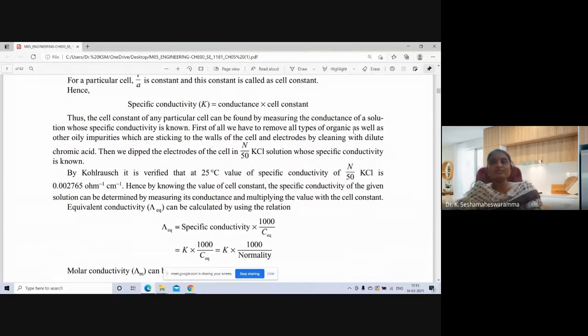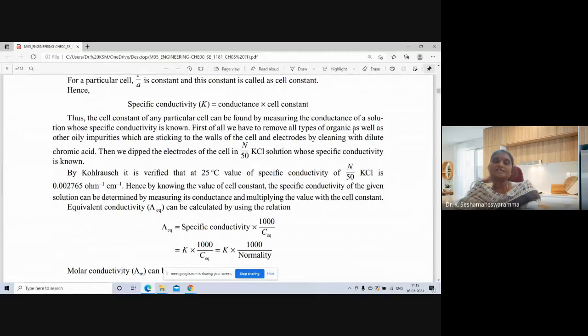First, we have to remove all types of organic as well as other oily impurities which are sticking to the walls of the cells and electrodes by cleaning with dilute chromic acid. Then we dip the electrodes of the cell in N by 50 potassium chloride solution whose specific conductivity is known.